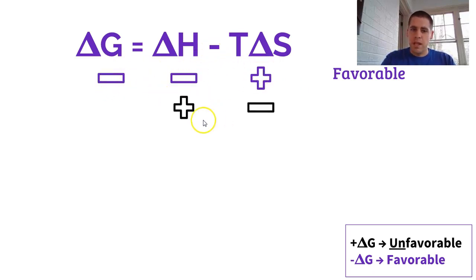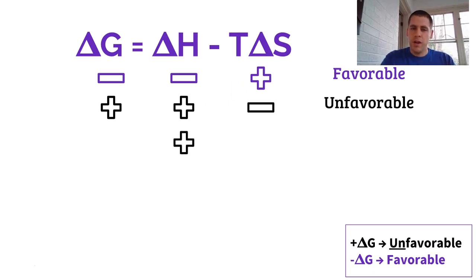What about the opposite? If we have an endothermic reaction and a decrease in entropy, a positive minus a negative is basically a positive plus another positive, right? That's going to be a positive delta G. That's never, ever, ever going to be favorable.